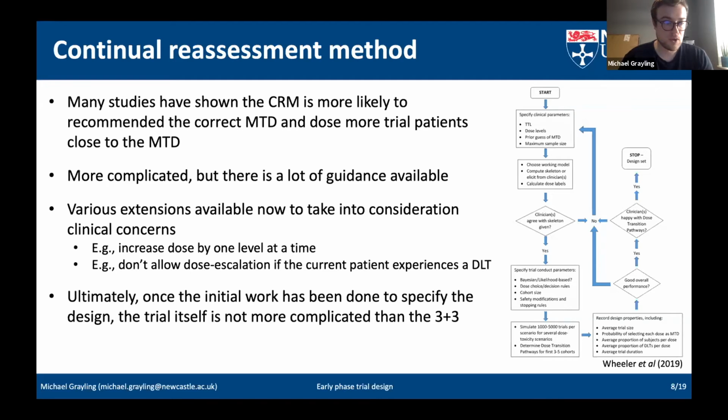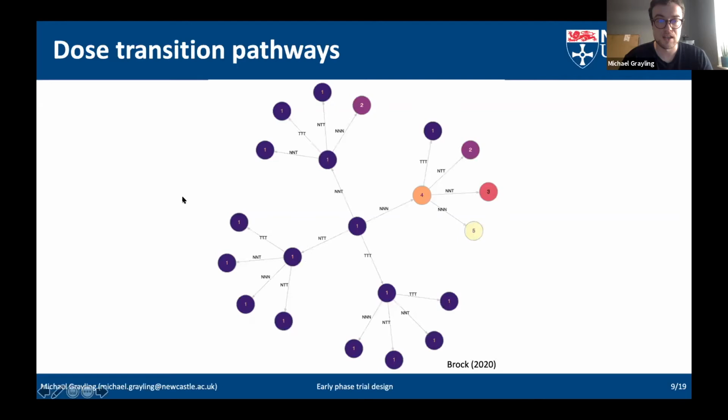And I think a really important thing to note here is that ultimately, while a lot of work needs to go into specifying the CRM, once you've done that initial work, actually conducting the trial really isn't any more complicated than using the 3+3. So although there is a model in the background doing some quite complicated work, the data that you can possibly gather from the trial can be anticipated, and we can use that to put together what's known as a dose transition pathway. So this tells you exactly what doses you would use for each cohort at every stage of the trial.